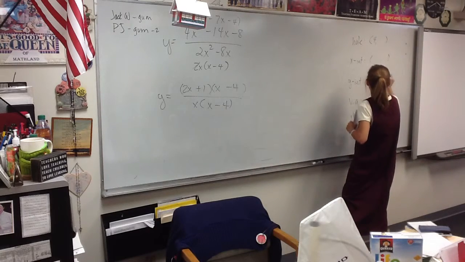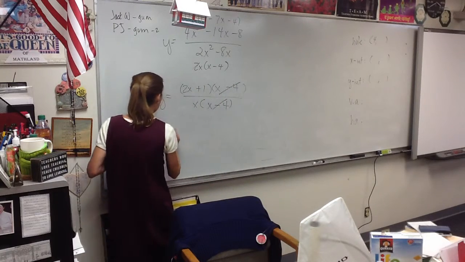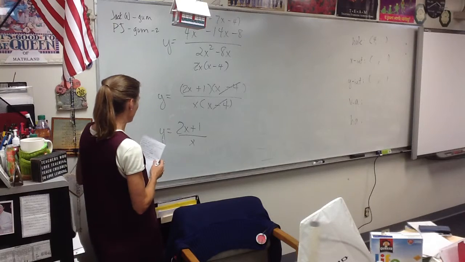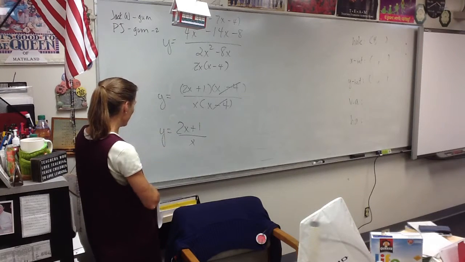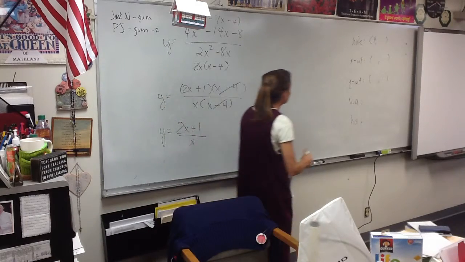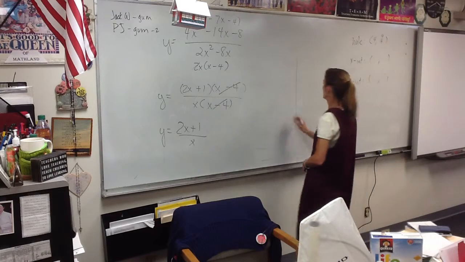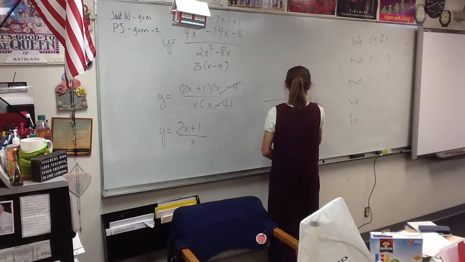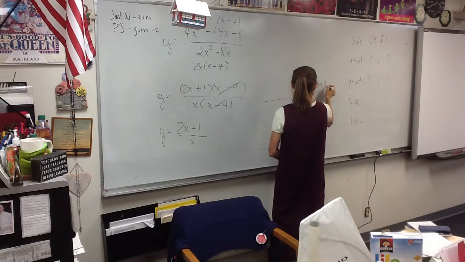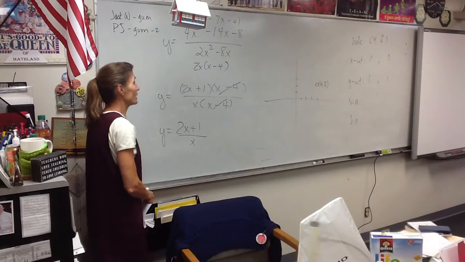All right, so where's that hole going to be? I'm left with 2x plus 1 over x. Is that what's left? So if I put 4 in, what do I get? 9/4. So we have a hole at 9/4. Okay, what else do we have?